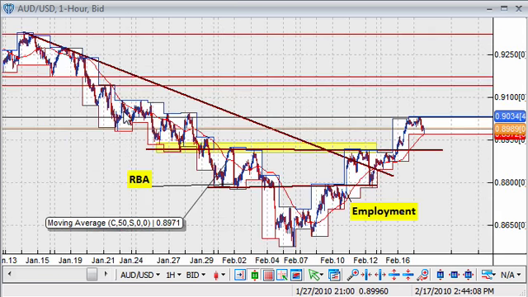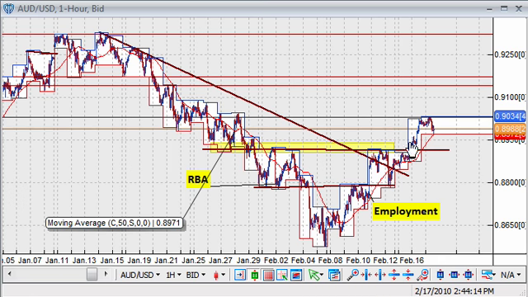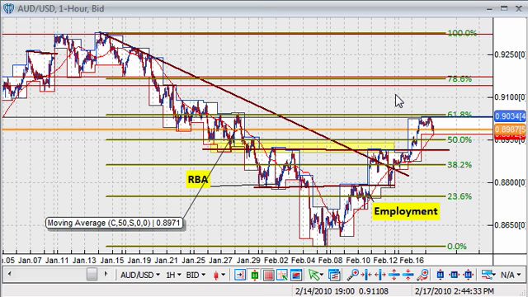Zooming this pair out further, we see that the pair has been retracing this down move that we had seen throughout most of January, and currently we're testing a 61.8% retracement of that down move. So that's an important level to watch, right where we turn back in today's trading.